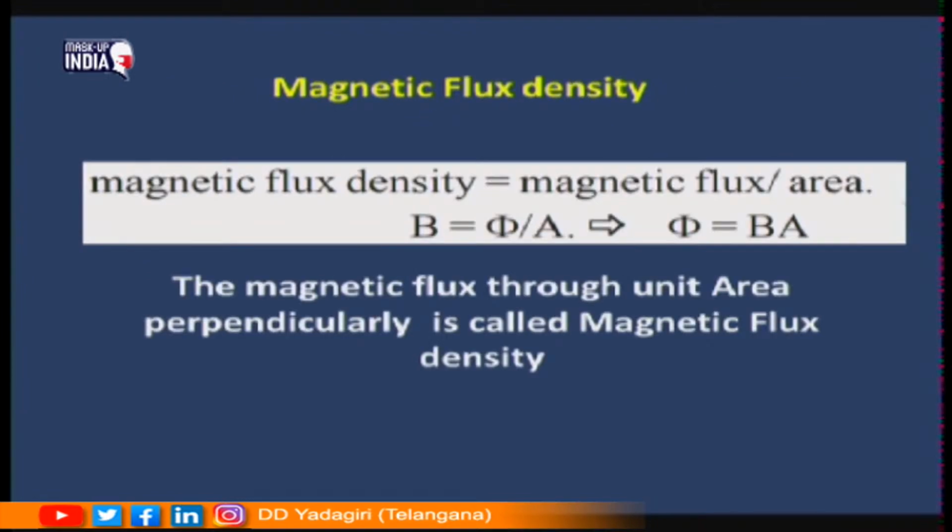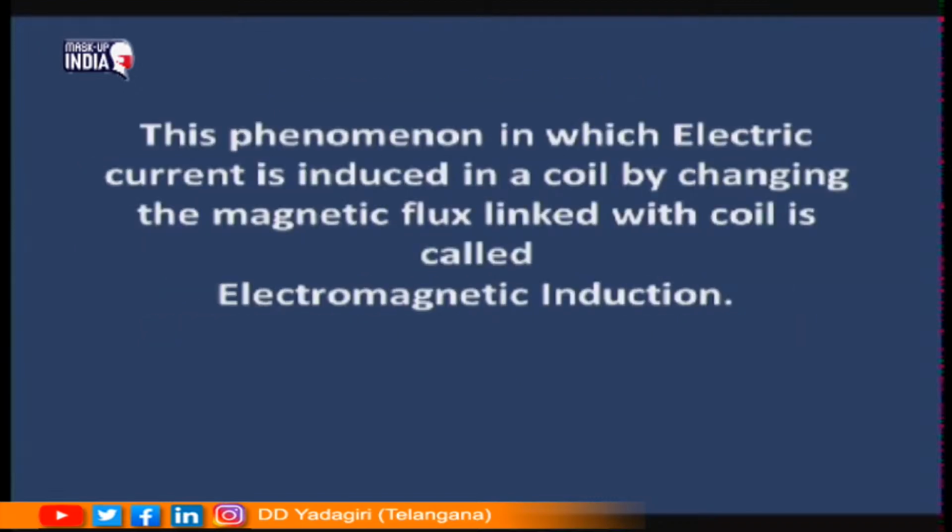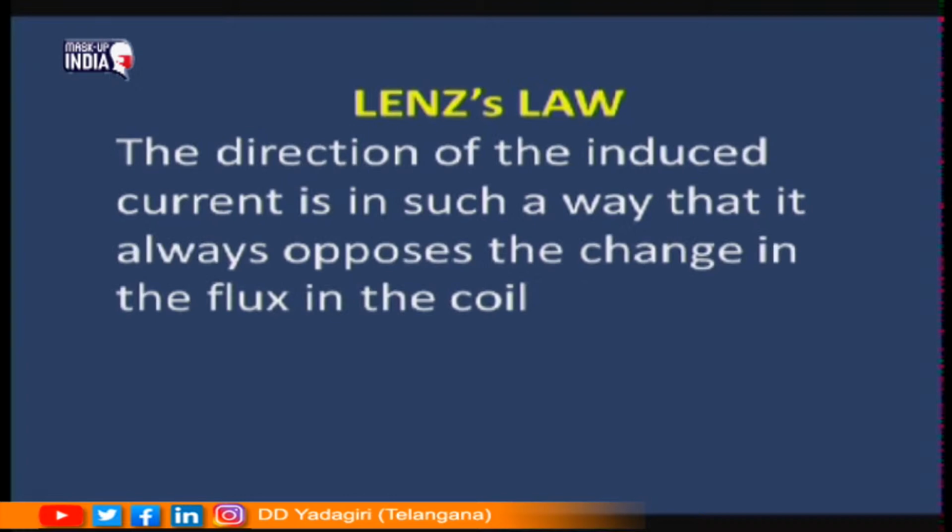We discussed magnetic flux density, which is magnetic flux per unit area. Magnetic flux density B is equal to phi by A, or phi is equal to B into A. We discussed the phenomenon in which electric current is induced in a coil by changing the magnetic flux linked with the coil, called electromagnetic induction. We discussed Lenz's law. The direction of the induced current is in such a way that it always opposes the change in the flux in the coil.